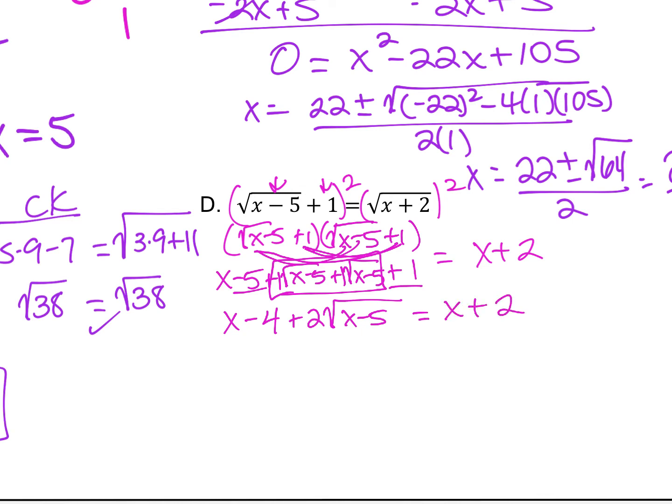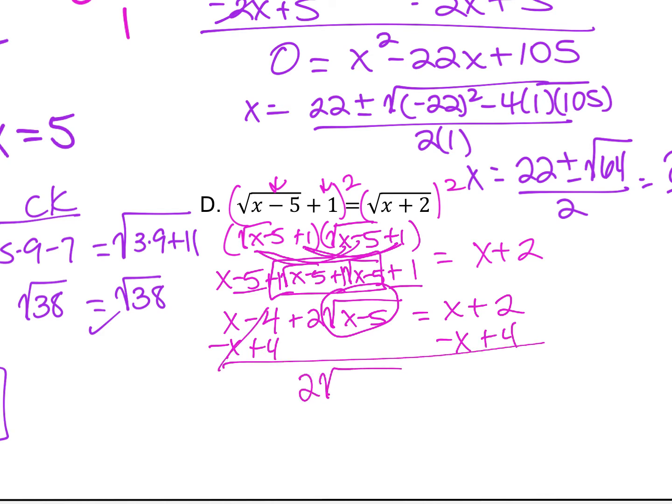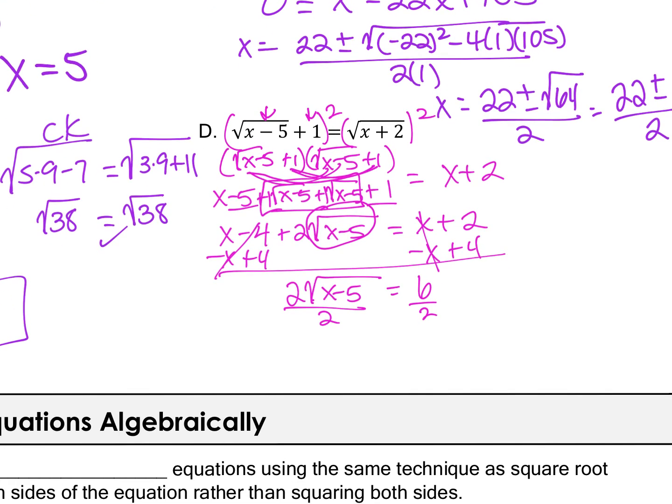So now I only have one radical, which helps because I want to isolate it. So I want to subtract x and add 4 to both sides. So that cancels, that gives me just a 6. And then I still have to get rid of the 2 by dividing it. So that's going to be square root of x minus 5 equals 3.